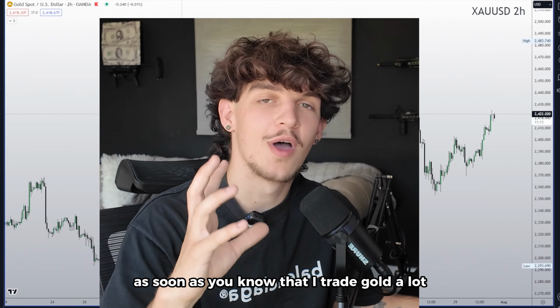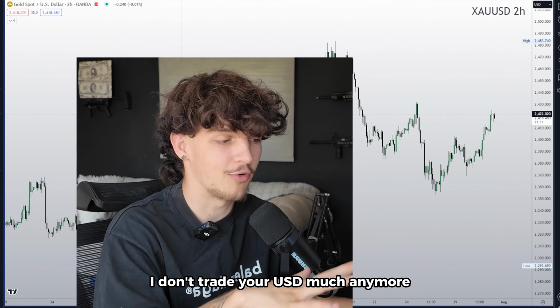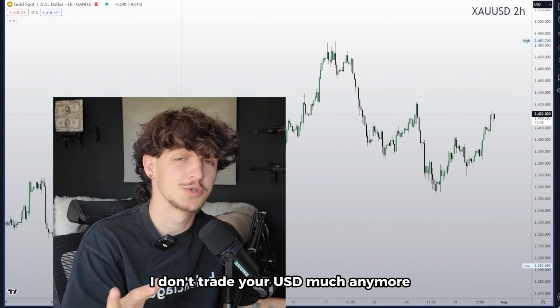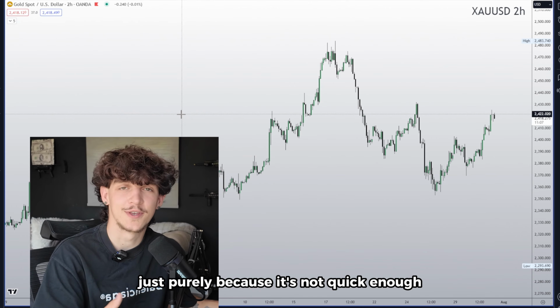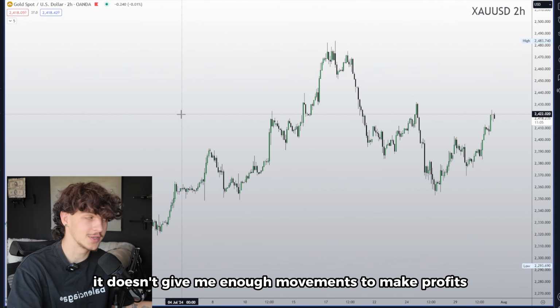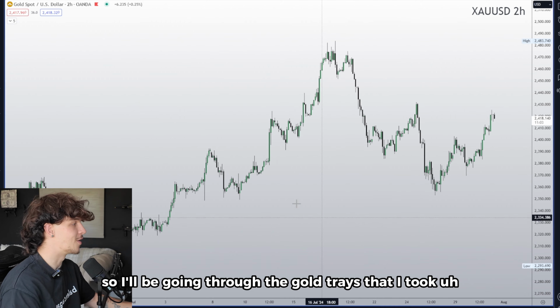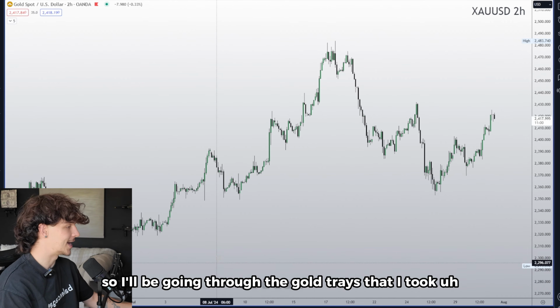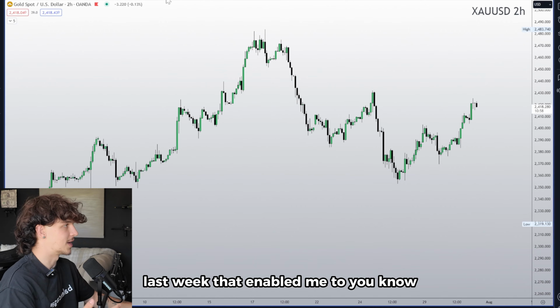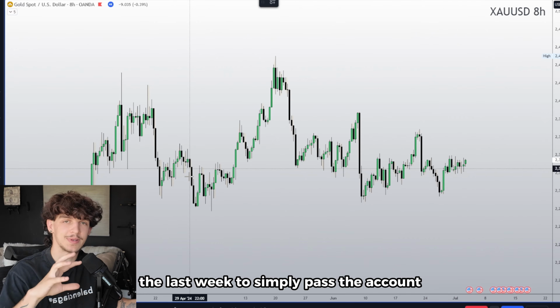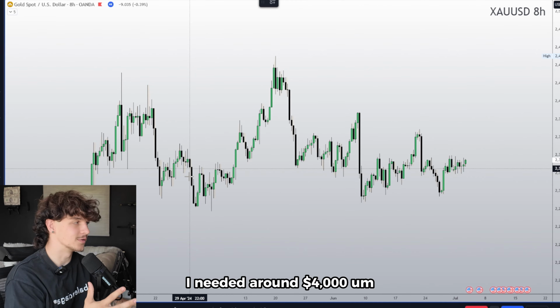As some of you know, I trade gold a lot. I don't trade Euro USD much anymore purely because it's not quick enough. It doesn't give me enough movements to make profits. So I'll be going through the gold trades that I took last week that enabled me to make the money that I made. Last week, to simply pass the account, I needed around $4,000.